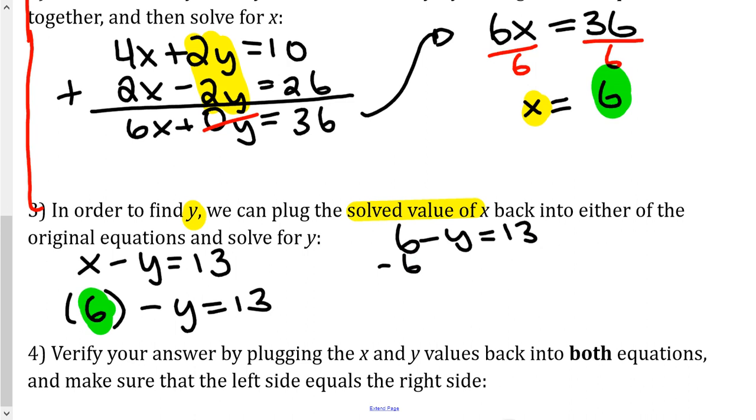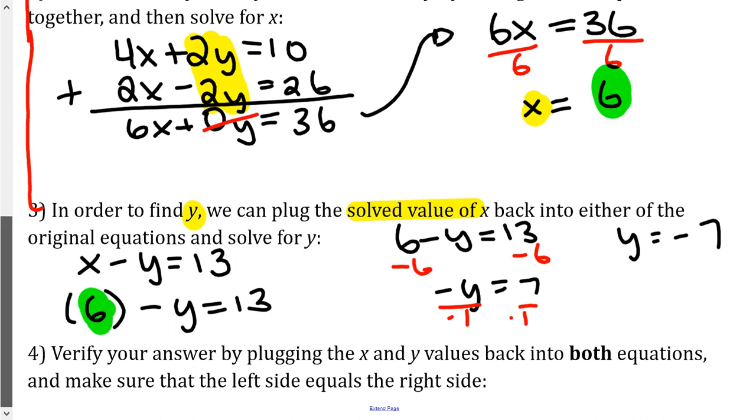Let's do that in red so we can tell the difference. I have a minus y equals 7. Right? If I divide both of those sides by -1 to get rid of that coefficient, right? That's like a -1 coefficient in front of y. I get -7 for y.